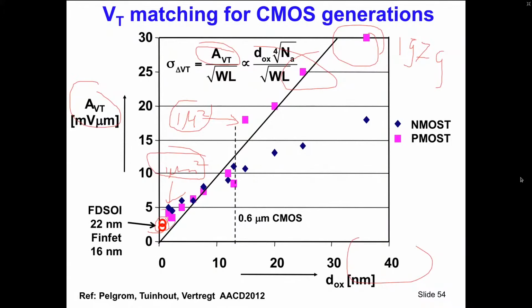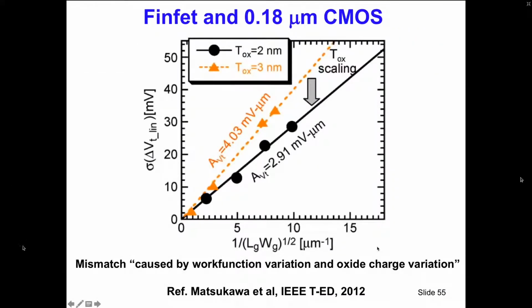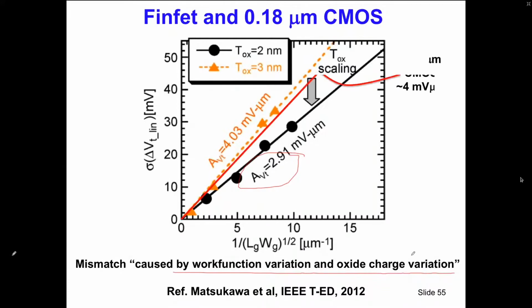Is this also favorable over here? Well, here are the FinFET results presented in the Transactions on Electron Devices, and here is the AVT of these devices. This is caused by work function fluctuations and oxide charges. And if I now add to this graph the line that is valid for an old-fashioned 0.18 micron CMOS process, then you see that with 0.18 micron CMOS, you're not that bad off.